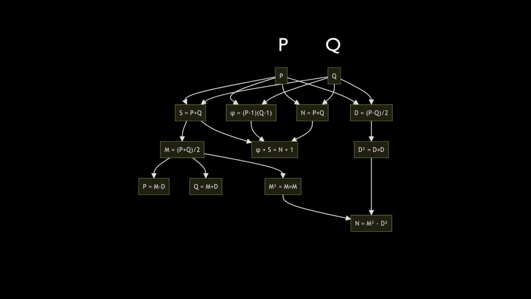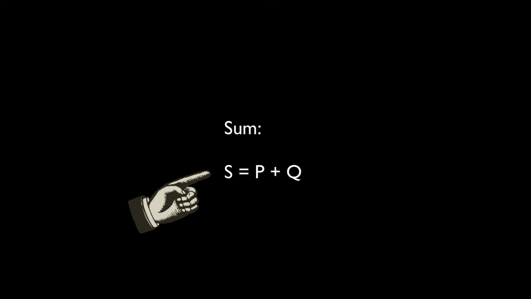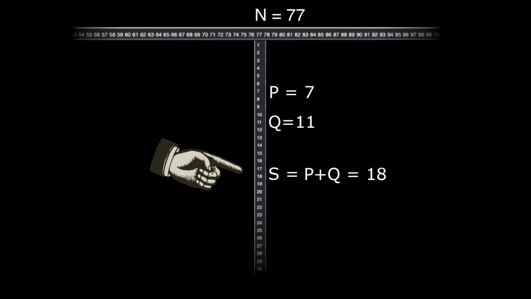There are some important numbers that can be derived from p and q. One of them is the sum of p and q, called s. As you would expect, s is lower on the divisor line than p and q.